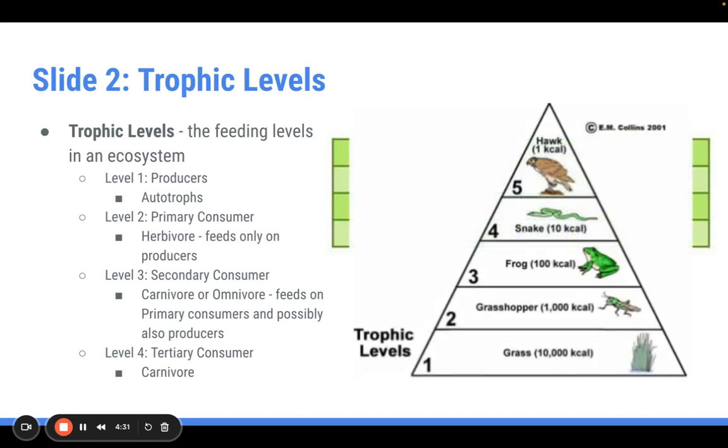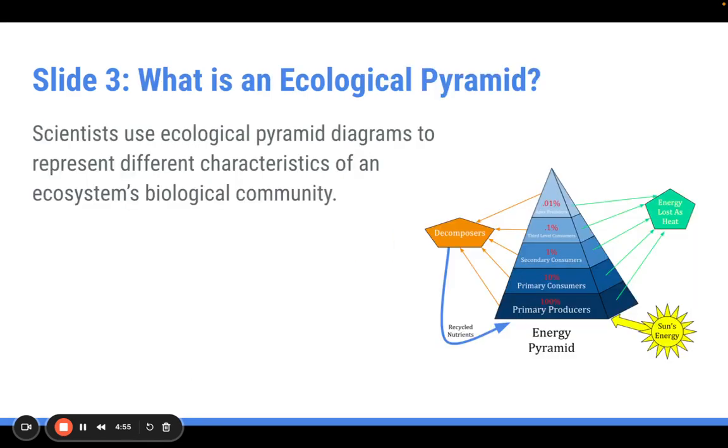If you look at the pyramid on your screen, you will notice that the trophic levels have been labeled. You will also notice that the hawk, a quaternary consumer, is at the fifth trophic level, and the grasshopper, the primary consumer, is at the second trophic level. Therefore, it is important to remember that trophic levels are all about feeding levels and not about identifying the levels of consumer. So what exactly is an ecological pyramid?